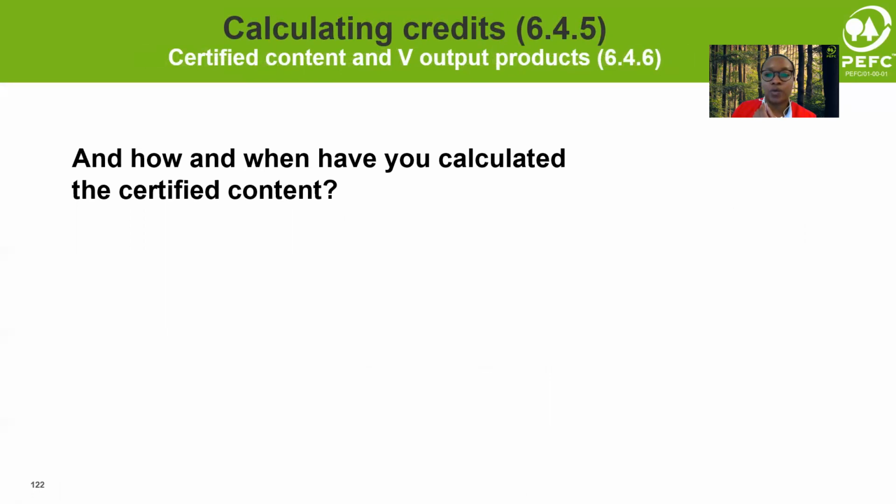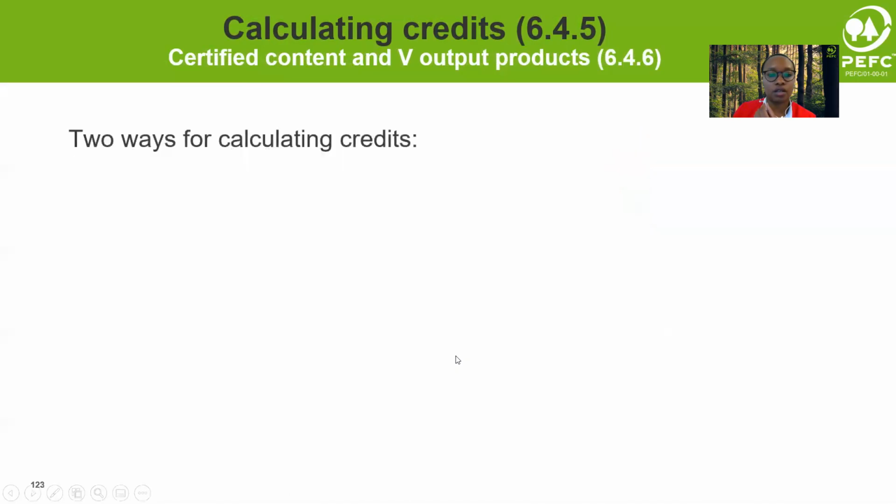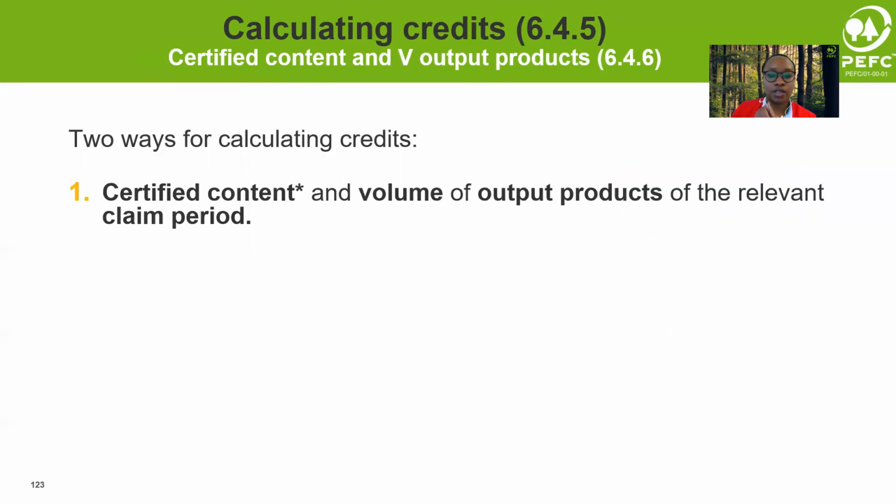And how and when have you calculated the certified content? The standard specifically does not refer to this, but it needs to be assumed or understood as in the percentage method. So you define your input period and claim period using the requirements described in the percentage method. So now you see the link between the percentage method and the credit method. So, two ways of calculating credits.